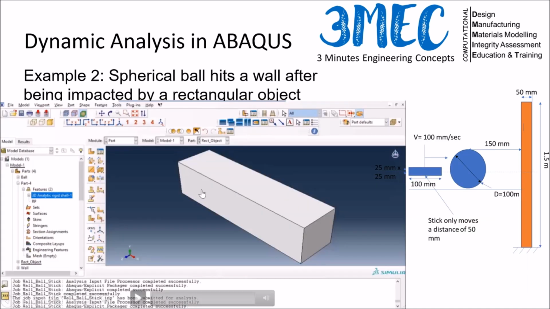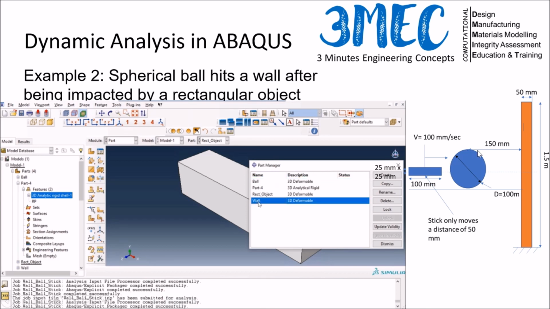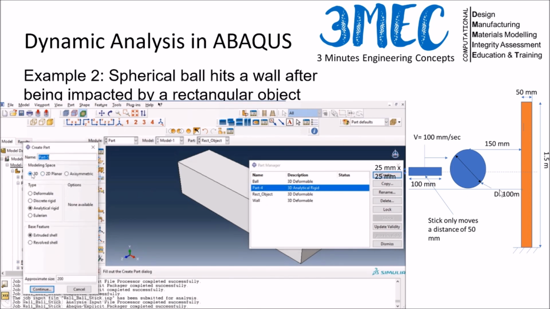So let's jump into the real problem now. Again, the same approach. In the previous example, I have already shown you how to make different objects. In this case, I have created a ball where I created a half circle and a line, and then I revolved it. I have created a wall which was a rectangular section which I extruded in the thickness direction, and then I created an analytical surface for the floor in this case, which is this one.